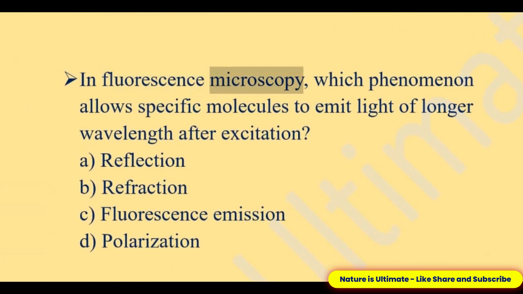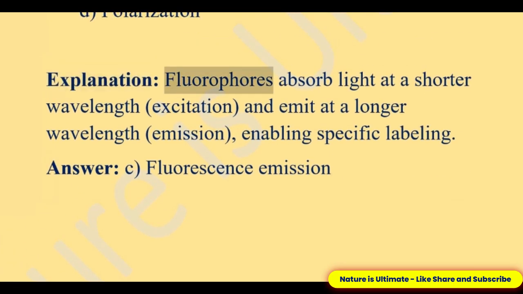In fluorescence microscopy, which phenomenon allows specific molecules to emit light of longer wavelength after excitation? A. Reflection. B. Refraction. C. Fluorescence emission. D. Polarization. Explanation: fluorophores absorb light at a shorter wavelength, excitation, and emit at a longer wavelength, emission, enabling specific labeling. Answer: C.